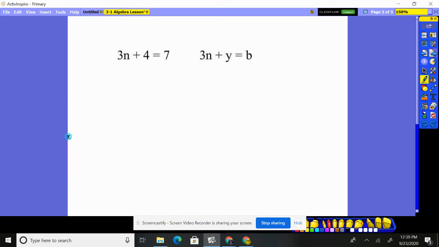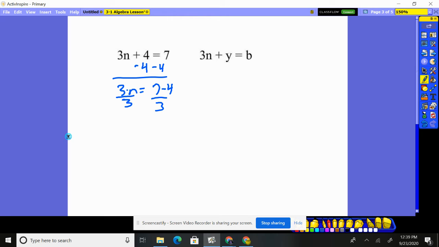Okay, what about problems like this? Well, we normally go ahead and subtract 4 from both sides, and we get 3n equals the 7, take away the 4. And then the final step, we get rid of multiplying by the 3 by dividing by 3.